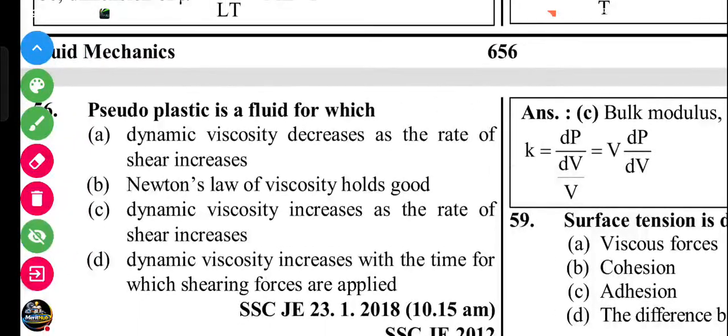Next question. Pseudoplastic is a fluid for which the dynamic viscosity decreases as the rate of shear increases. B. Newton's law of viscosity holds good. C. Dynamic viscosity increases as the rate of shear increases. D. Dynamic viscosity increases with the time for which shearing forces are applied.